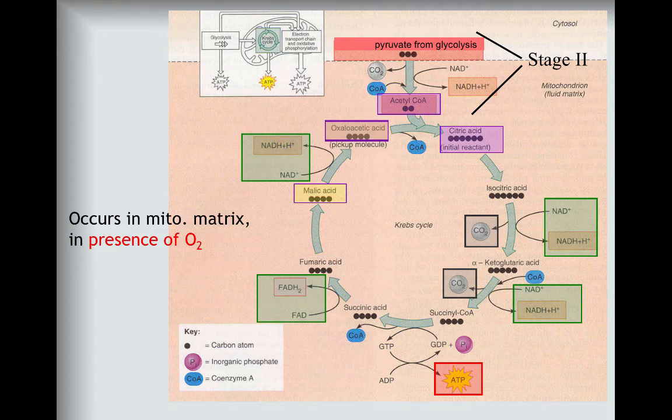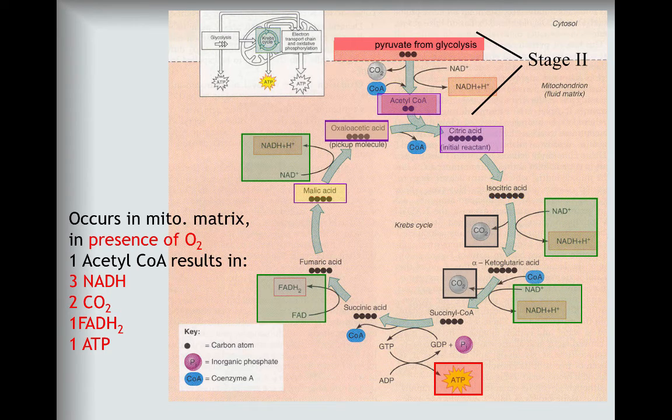The Krebs cycle does occur in the mitochondrial matrix in the presence of O2. And one acetyl-CoA is going to result in the formation of 3 NADH, 2 carbon dioxides, 1 FADH2, and 1 ATP. And I list it this way because some people seem to be able to remember better 3211. And so if you can memorize 3211, that gets you started, and then you just have to remember what goes with which number. So 3 is NADH, 2 is CO2, and so on and so forth. Okay? And so there you have the Krebs cycle.